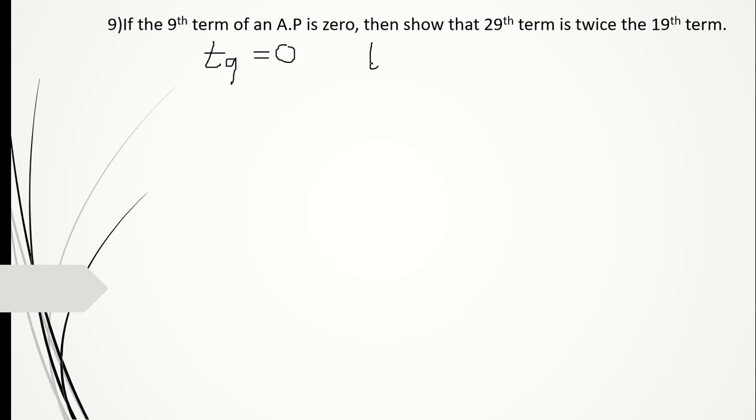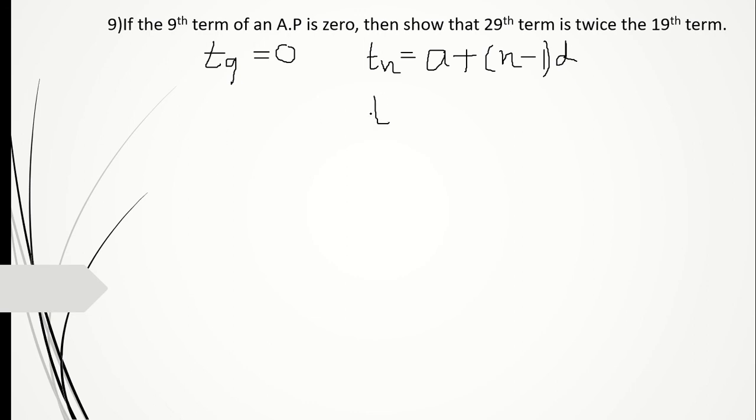Now we know this formula, right? Tn is A plus (n minus 1) D. These two formulas are very important. Lots of sums are asked on them, so if you do these two formulas very well, good scope.